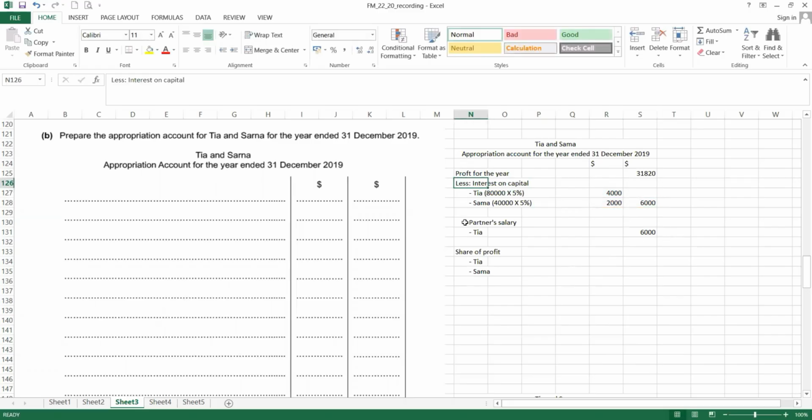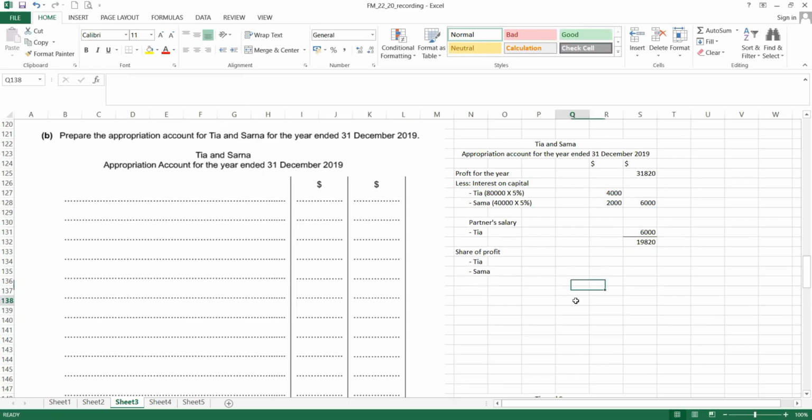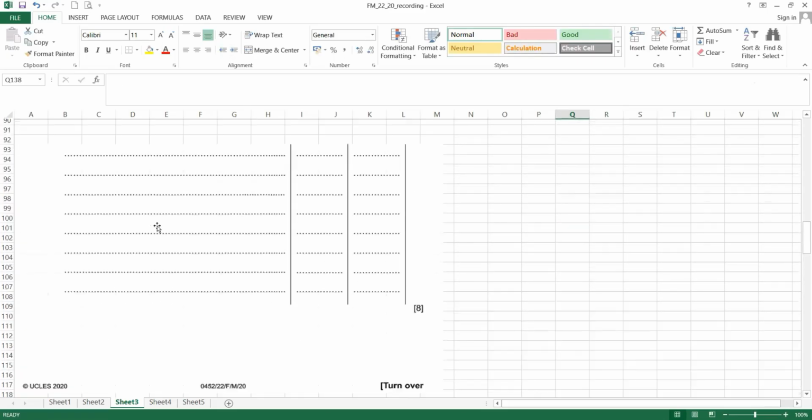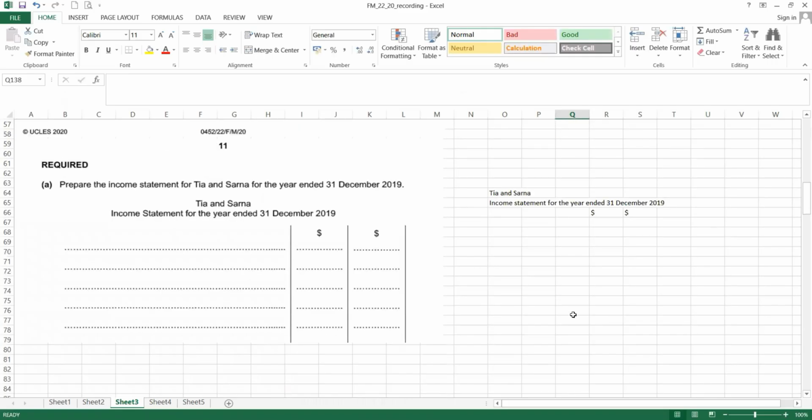This is the less, these two must be subtracted. So we get the net amount: take the profit minus these two. So this is the amount that we have. And now calculate the share of the profit. So how are we going to calculate the share of the profit? Residual profit and loss to be shared equally. That means divide by 2.